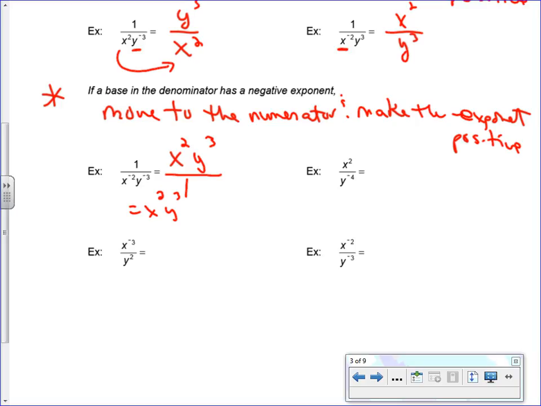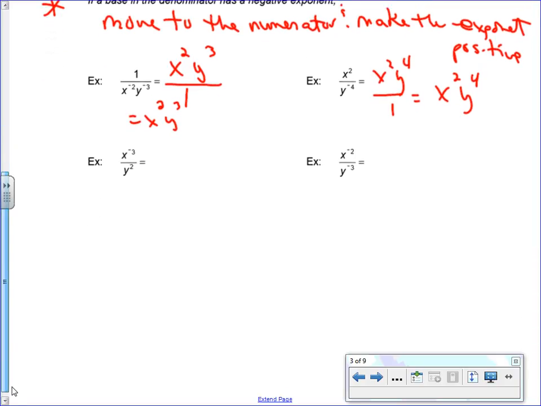Look at the next example. Are we going to move both of these? No. What's the other one we're going to move? The y. We're going to move the y. So the x stays where it is, we move the y up to the top, and once again, nothing else is on the bottom, so that's all, our answer is x squared y to the 4. There's nothing on the bottom, there's 1 on the bottom. Okay? Next example.